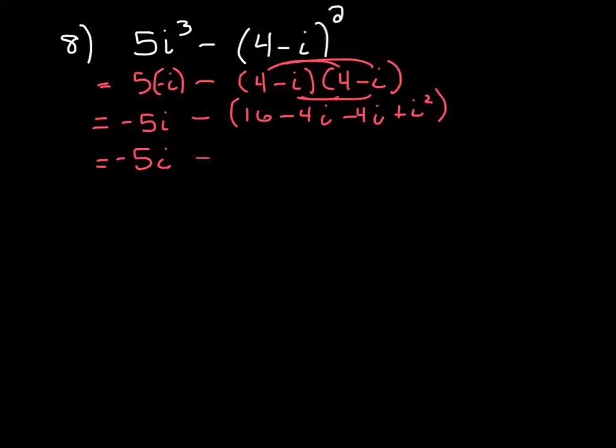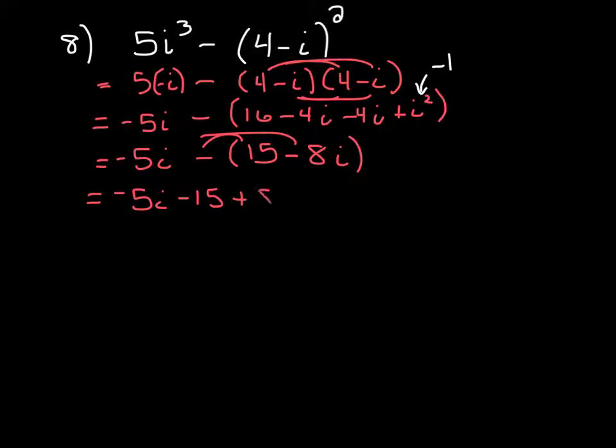And I'm going to wait to distribute. Let's combine our like terms first. Now, since we know that i squared is equal to -1, I'm going to combine my 16 minus 1 to give me 15. And then I'm also going to combine my -4i and -4i to give me -8i. This one's actually not that bad. Okay, so we'll bring down the -5i, and when I distribute this negative, I'll have a -15 and a +8i. So I'm just going to write my answer. Okay, the -15 is going to come first, and then when I combine the -5i and the +8i, that's going to give me +3i.